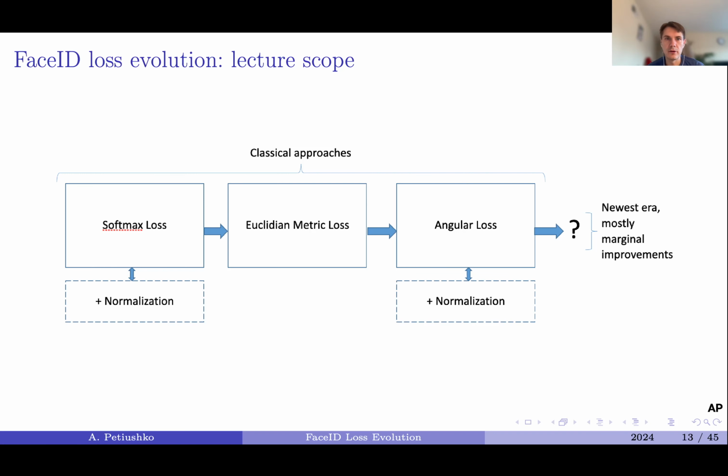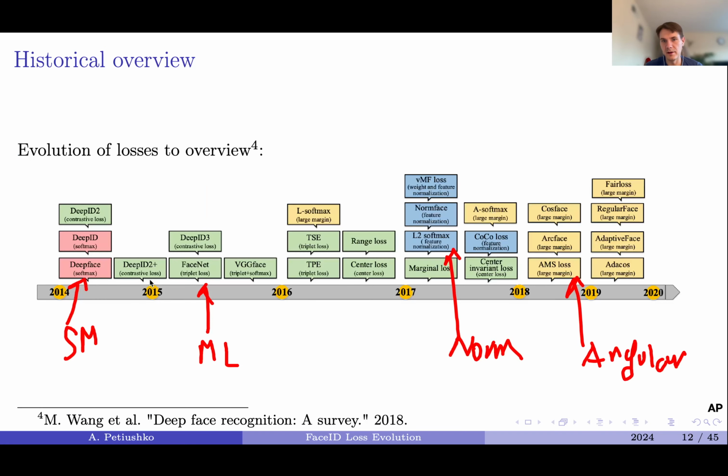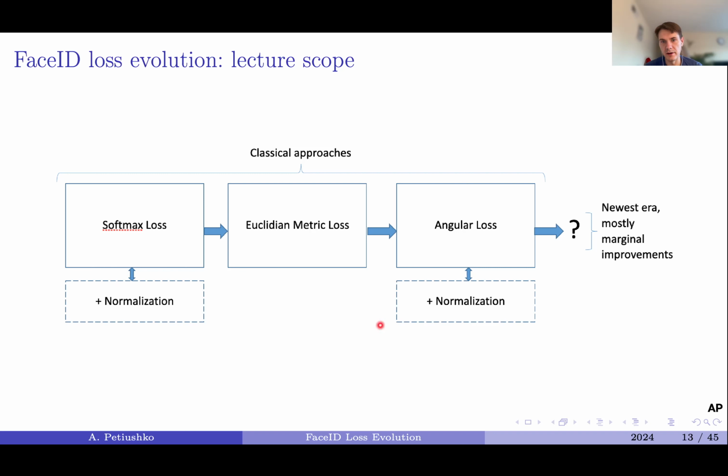And today the scope of the lecture would be concentrated on these three approaches: softmax, Euclidean metric, and angular. As you can see here, this is the evolution, but there were also some approaches to add some normalization, the blue one here or here. And finally, the newest era is mostly marginal improvements. This is my personal opinion: I wouldn't say that we have had any breakthrough after angular losses, to be honest.